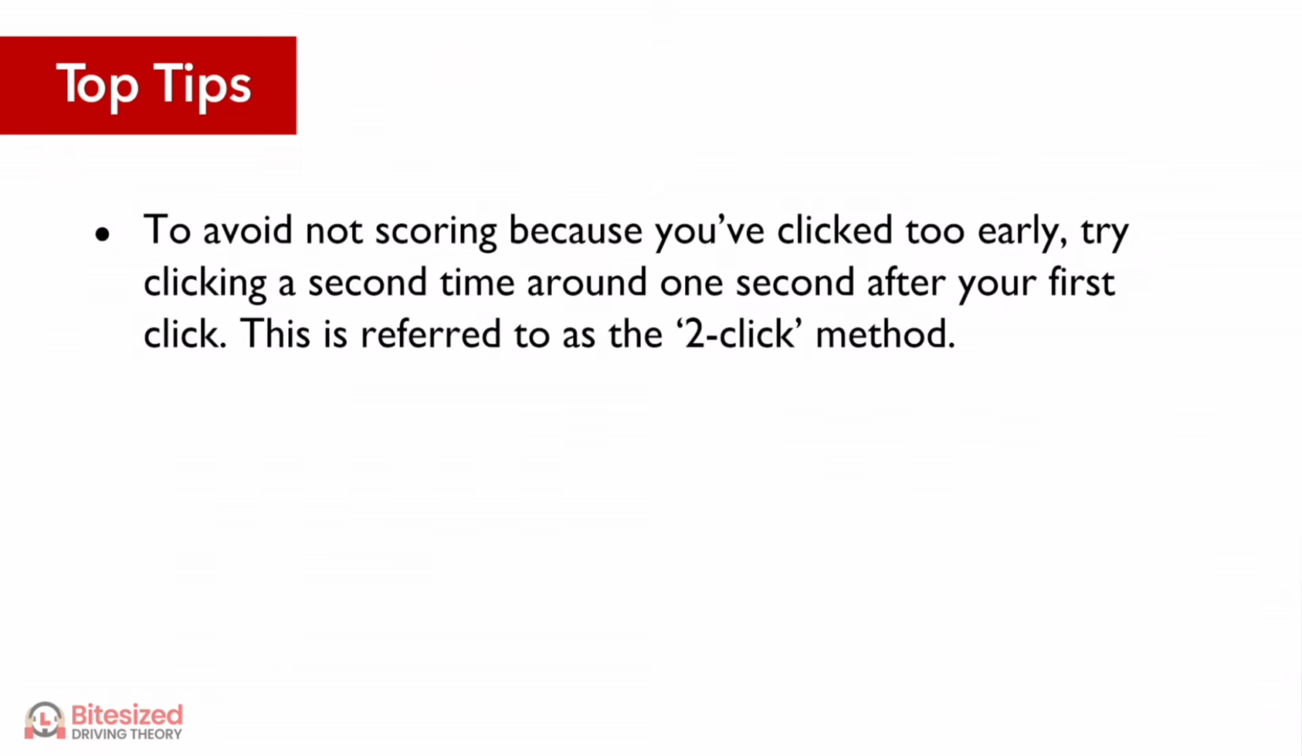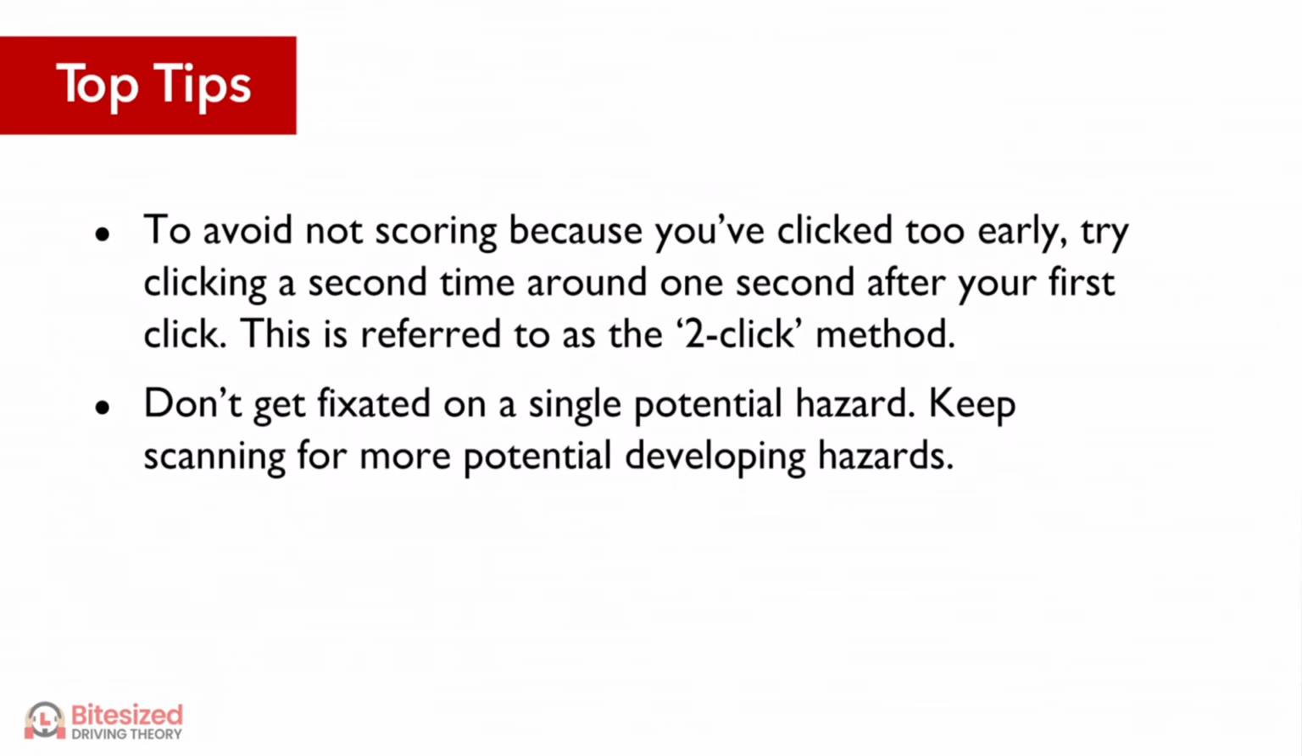Another point is that there may be something way off in the distance. So when you first see a potential hazard that you think might develop, click, and then as you get closer and you're sure that the hazard starts to develop fully, then you can click again and then use the 2-click method for that. So every time I would recommend using that 2-click method.